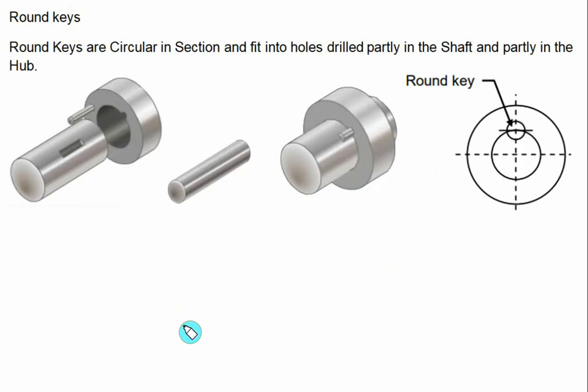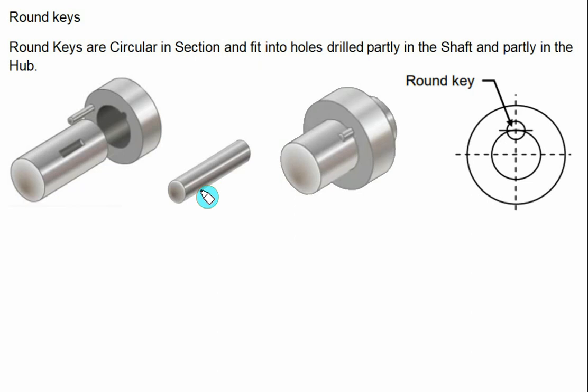Another type of key which is normally used for low power transmission is the round key. It is called a round key because we have a circular cross section of the pin. In this case the half key recess is made in the shaft and the half key recess is made in the hub. Then the key is inserted in the recess and we get a final assembly as shown in this figure.